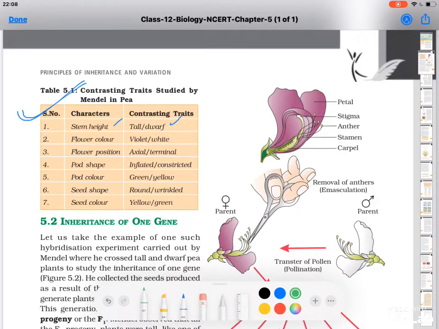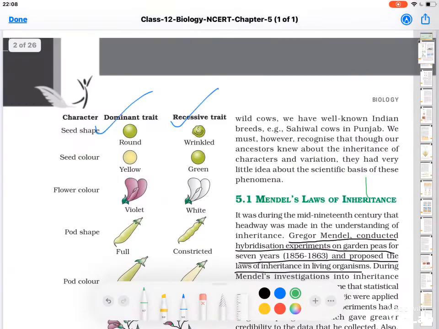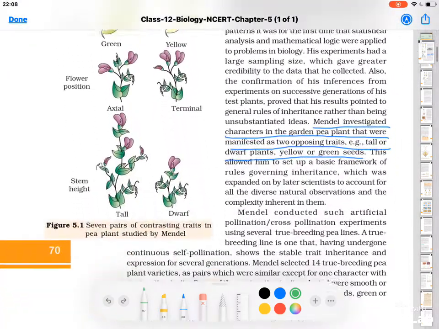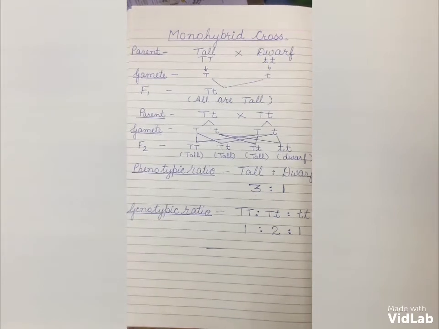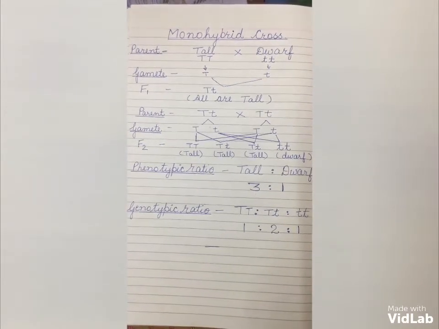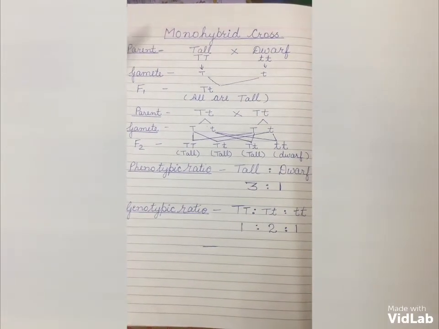So Mendel developed true breeding pea line. How did he develop pure breeding pea line? When he self-pollinated the plants, he obtained the true breeding pea line. Next topic is inheritance of one gene, that is monohybrid cross.